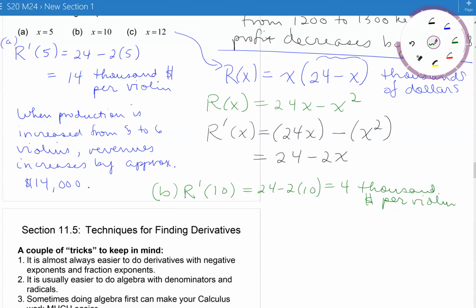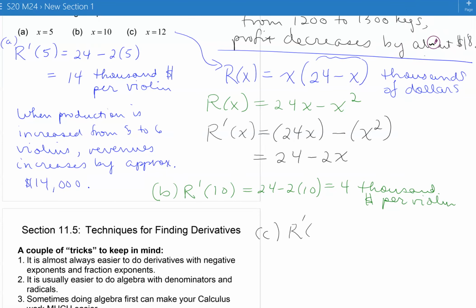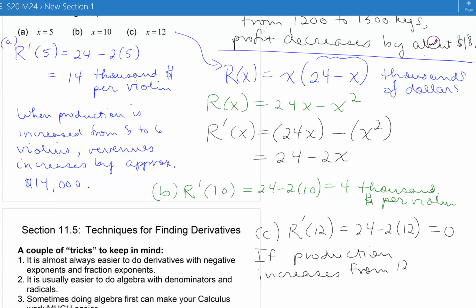And then let's look at what happens with C, where x is 12. If we do r prime of 12, we get 0. So if production increases from 12 to 13 violins, revenue does not increase. So we shouldn't do that unless we want to do it for other reasons.